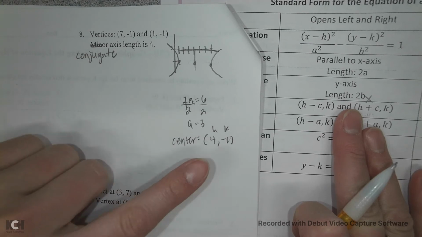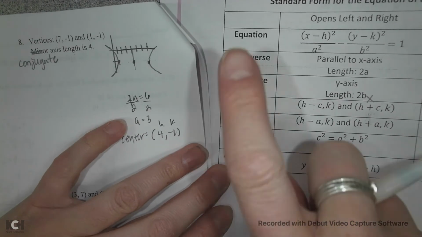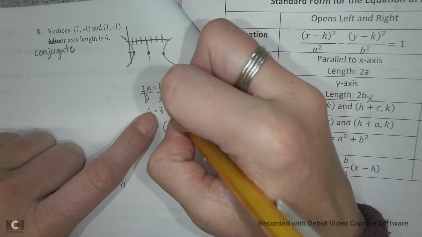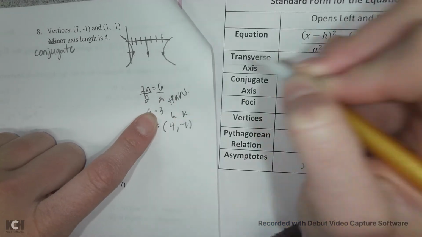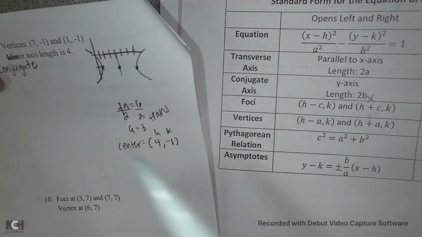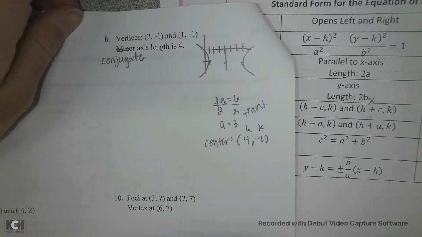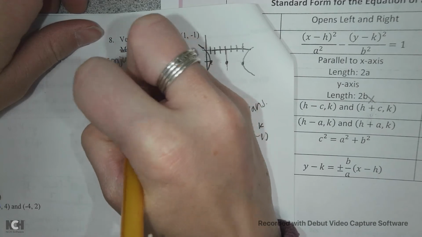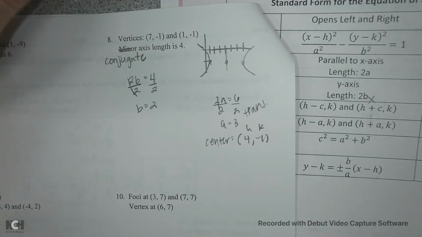Now it says that this major axis is called the transverse axis, and that's your A. So this A is for our transverse, and the conjugate is our B. So it says that our conjugate length is 4. So that means that 2B is equal to 4. And if I divide each side by 2, then now B is 2.